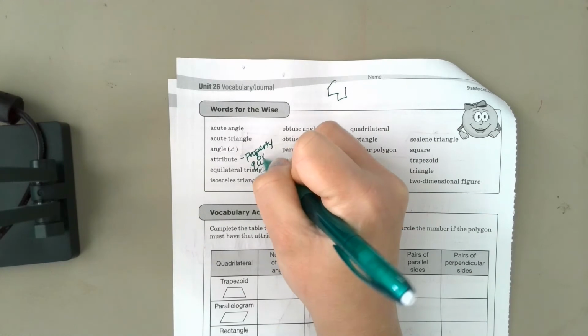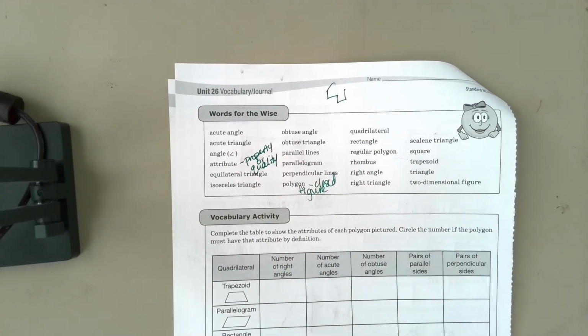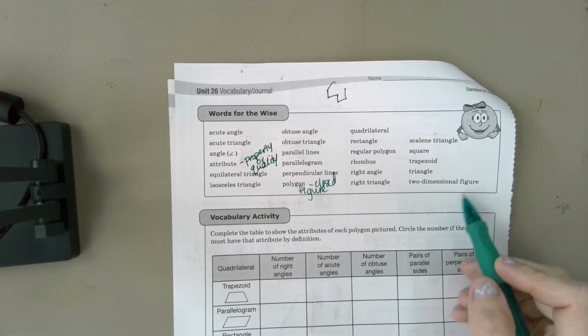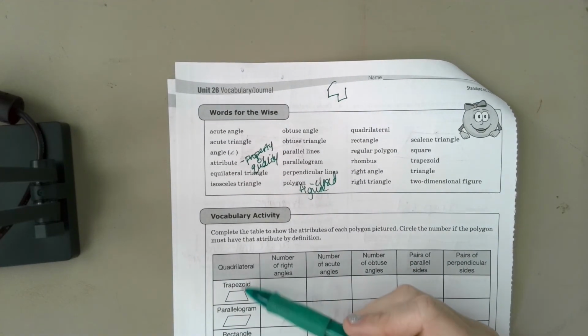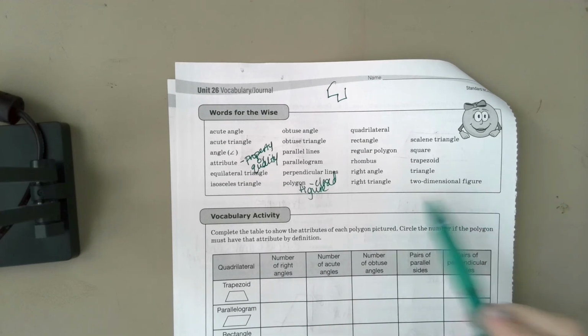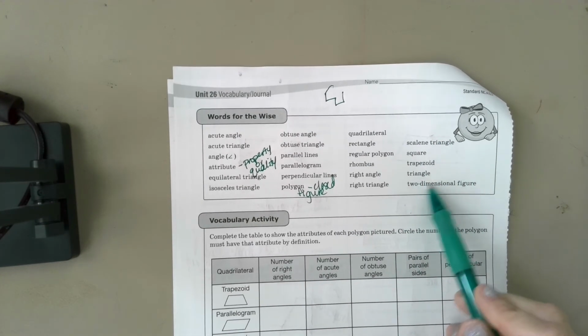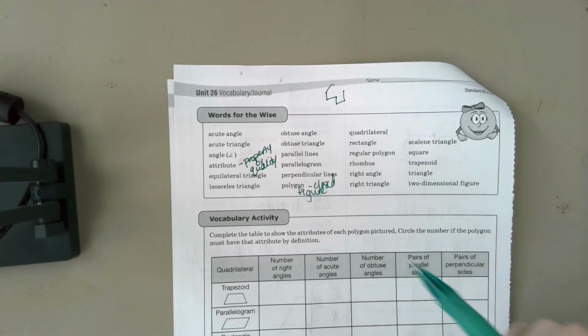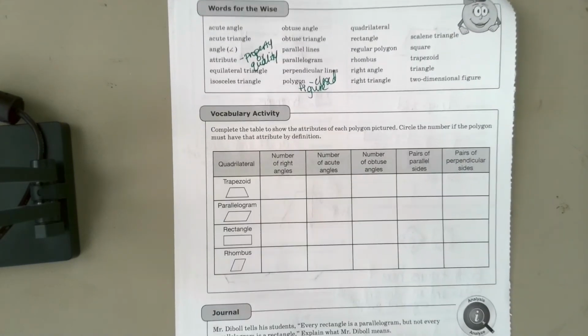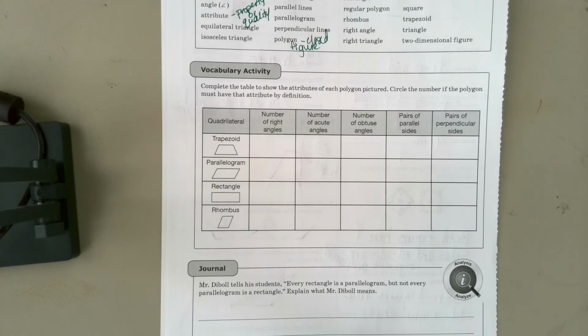Okay, an attribute again is a property or quality of a shape. You have attributes that describe you, the way you look. So the color hair you have, the same type of thing. The attribute is a property or quality that is describing shapes. A two-dimensional figure is a flat figure. It's not three-dimensional, so all the figures that we are discussing are two-dimensional. Let's see if I need to cover anything else.